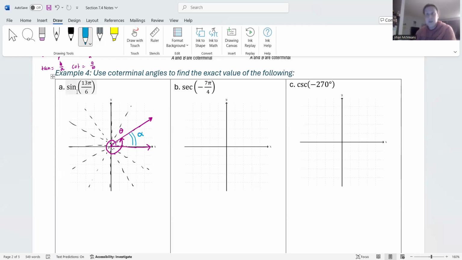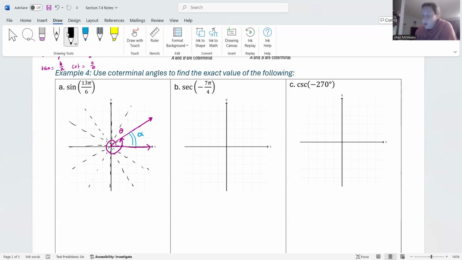Now, if it shares the same terminal side as 13 pi over 6, then all of the trig functions are going to be the same. So what is this angle alpha? Well, let's think about it. How far past the x-axis did we end up going? So we went more than one full revolution. So 13 pi over 6 is more than one revolution. Well, let's see what's left over, okay?